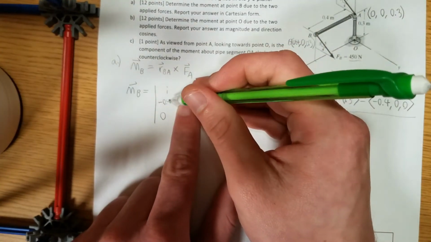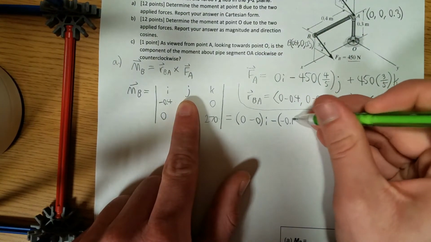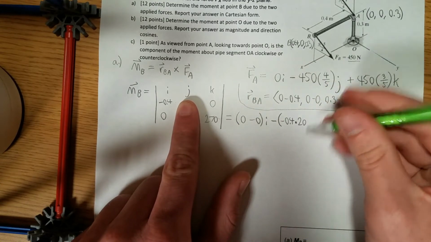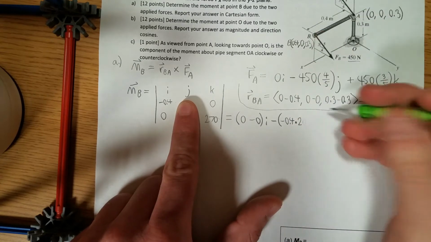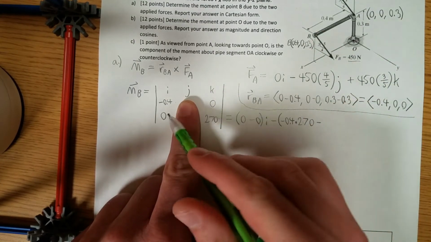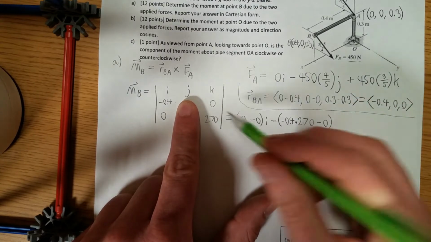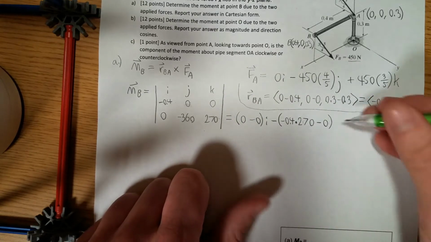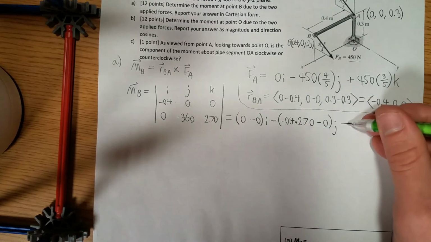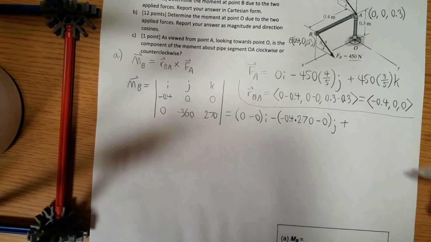So the first thing we want to multiply is the negative 0.4, and then we're going to multiply that by this 270 here. And then we're going to subtract, and it's going to end up just being 0, because it's 0 times 0. And that's going to be in the J. And then next is going to be the K.